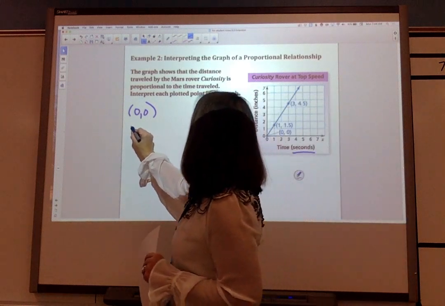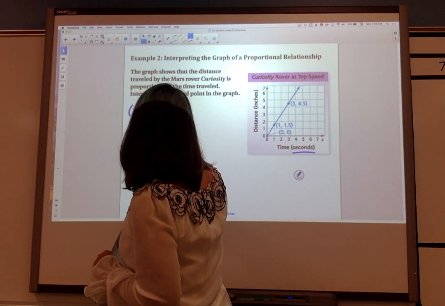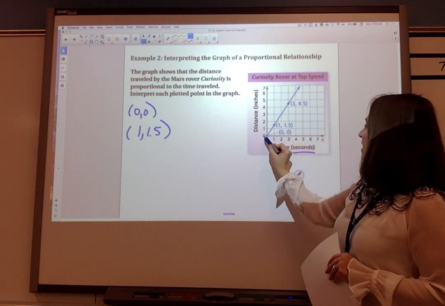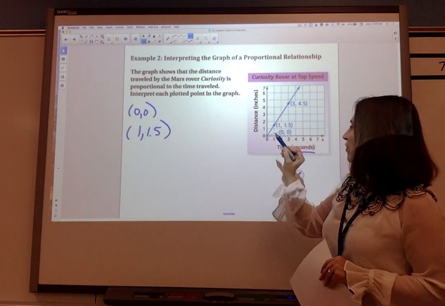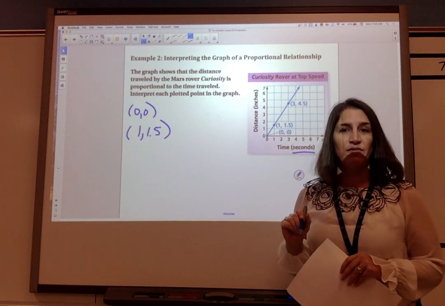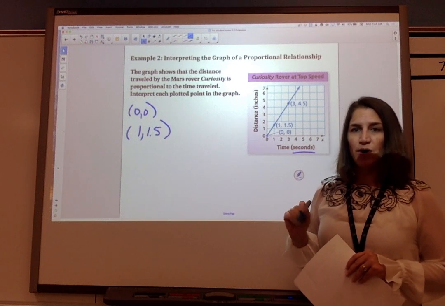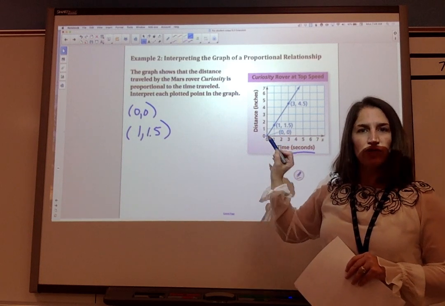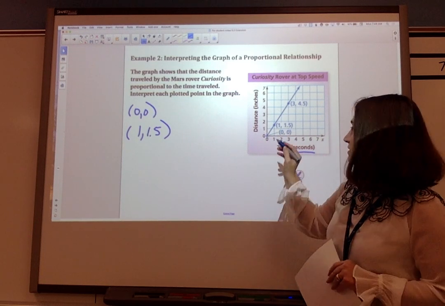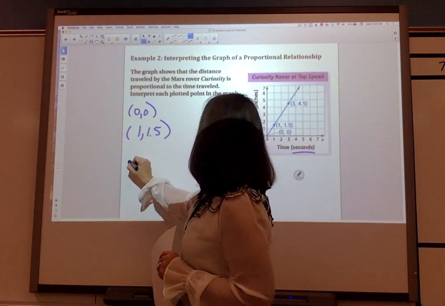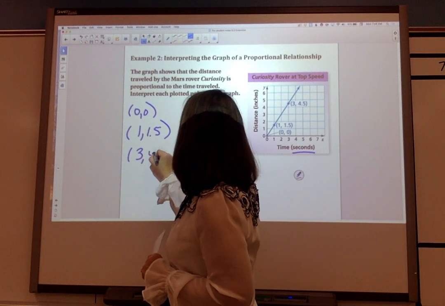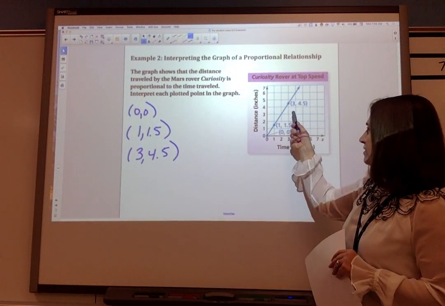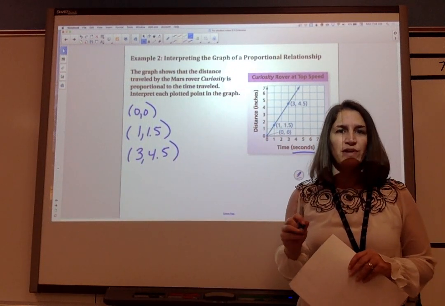Let's look at the next point that's graphed, 1, 1.5. This point tells us that after 1 second, the rover has traveled 1.5 inches. So go ahead and write down that interpretation. After 1 second, the rover has traveled 1.5 inches. And then we have one more point to interpret, that's 3, 4.5. And that tells us that after 3 seconds, the rover has traveled 4.5 inches.